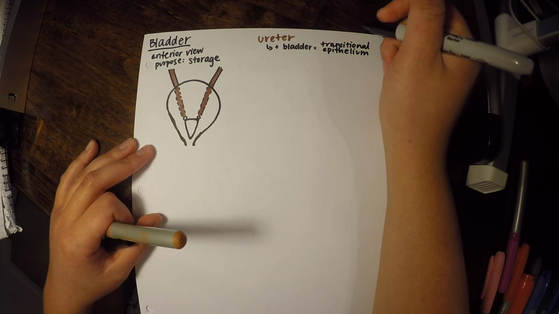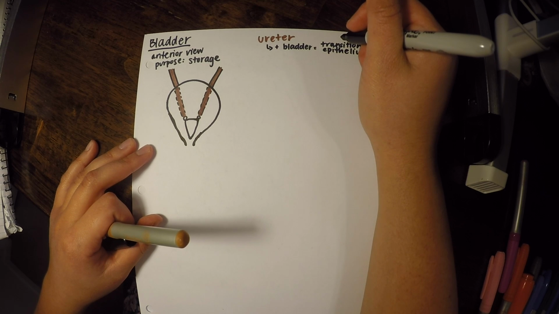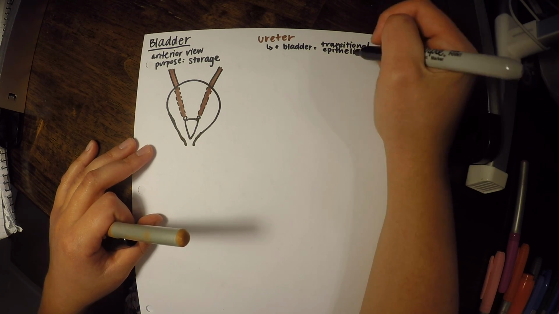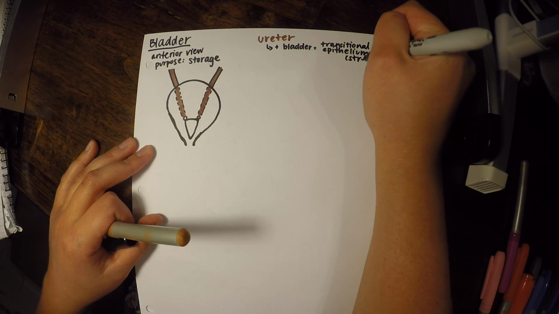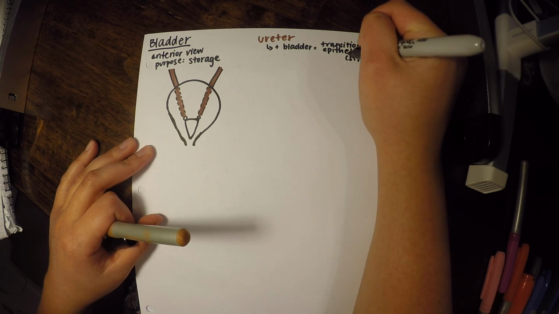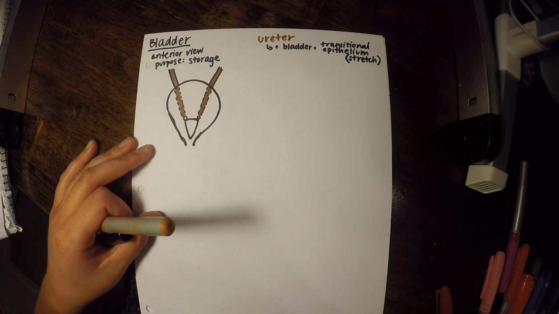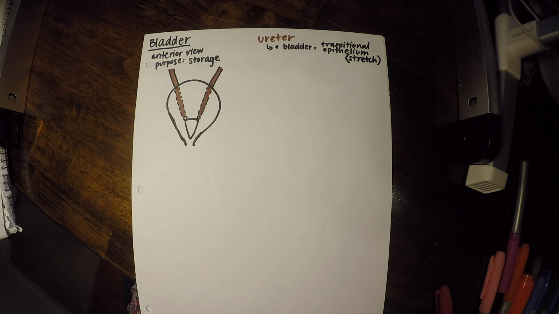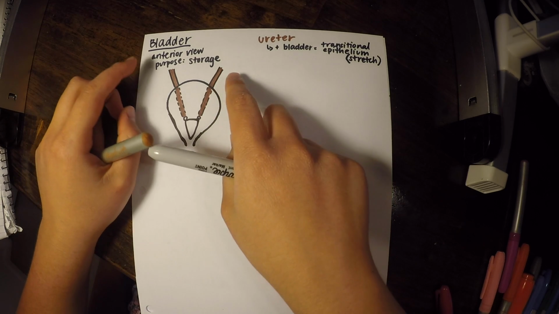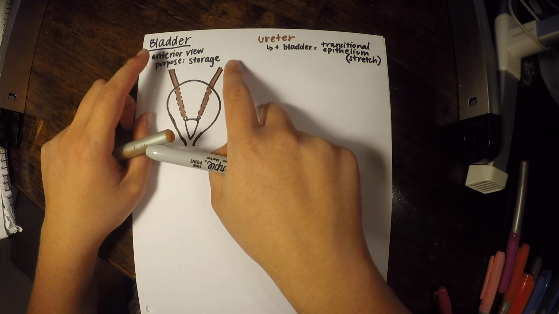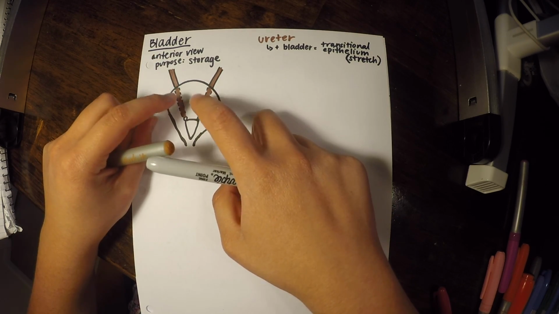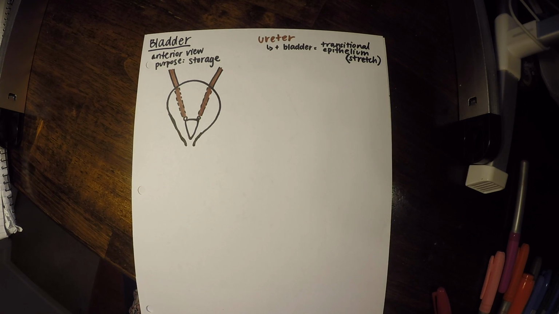And that's important because they are both meant to stretch. So that's why I wanted to point that out in terms of tissue composition. All right, so our urine is traveling through ureters, one from each kidney, going behind the bladder, inserting into the bladder. Now, there's a little area right here.